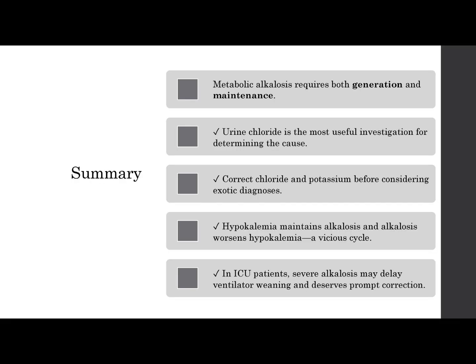Before we finish, here are take-home messages. Metabolic alkalosis requires both generation and maintenance. Urine chloride is the most useful investigation for determining the cause. Correct chloride and potassium before considering exotic diagnoses. Hypokalemia maintains alkalosis and alkalosis worsens hypokalemia, a vicious cycle. In ICU patients, severe alkalosis may delay ventilator weaning and deserves prompt correction.